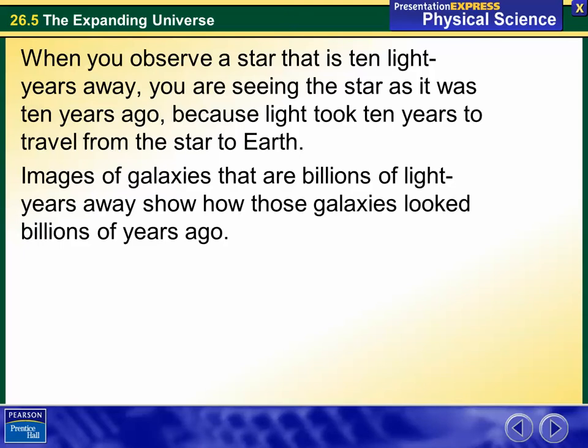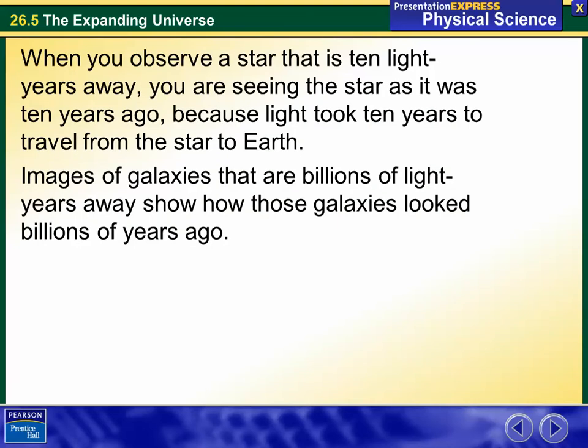When you observe a star that is 10 light years away, you are seeing the star as it was 10 years ago, because light took 10 years to travel from that star to Earth, which makes sense. A light year is how far light travels in a year. If something's 10 light years away, you're seeing light that's 10 years old. Images of galaxies that are billions of light years away show how those galaxies looked billions of years ago. Depending on how far away they are, we can tell how much they've changed recently, or with billions of light years away, what that galaxy probably looked like at its early formation.